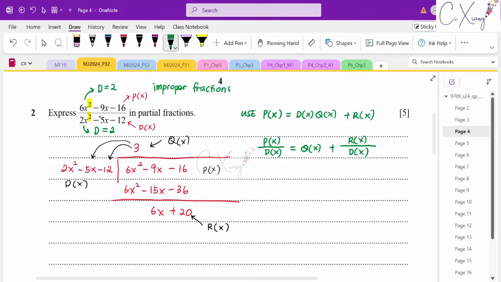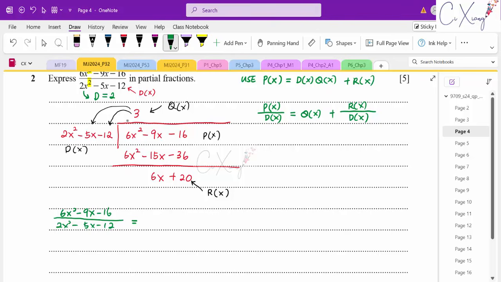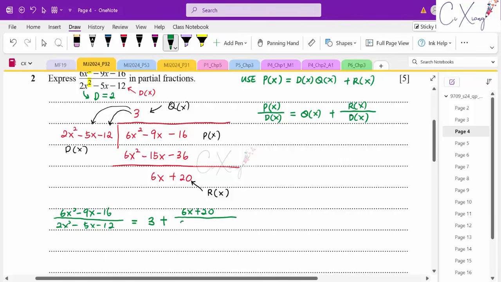Alright, so if I want to rewrite my fraction into a proper equation here, you can use this pattern where I'm having 6x squared minus 9x minus 16 divided by 2x squared minus 5x minus 12 equals quotient. What is the quotient that we get from long division here? It is 3, so you can write out a 3. Then plus remainder divided by divisor. So my remainder is 6x plus 20 divided by the divisor again, which is 2x squared minus 5x minus 12.